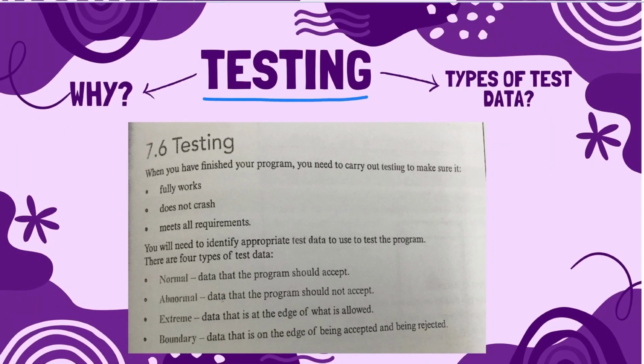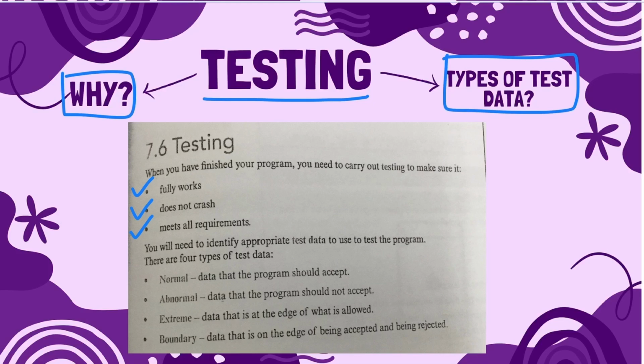Now there are two main questions when it comes to testing. Why do we do testing, and what are the different types of test data? So testing is when you have finished your program, you need to carry out testing to make sure it fully works, it does not crash, it meets all requirements. If these three requirements are fulfilled, then you can say that your program is ready to go. So that is why we do testing.